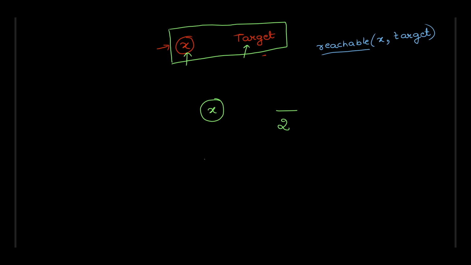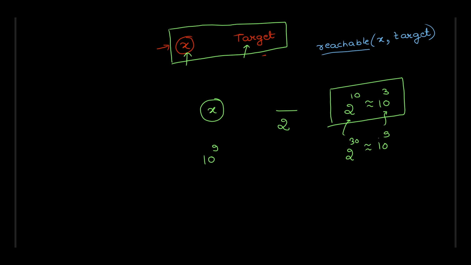So this means that if the original number is 10 to the power 9, and you should know that 2 to the power 10 is roughly 10 to the power 3, if you are just talking about the order, because you know that 2 to the power 10 is 1024 and 10 to the power 3 is 1000. So this means 10 to the power 9 is what? 2 to the power 30, roughly, cubing both sides. This means that in just 60 steps, you will be able to reach 1.